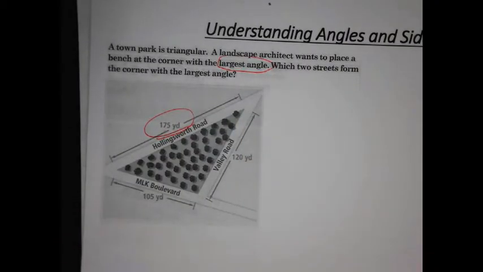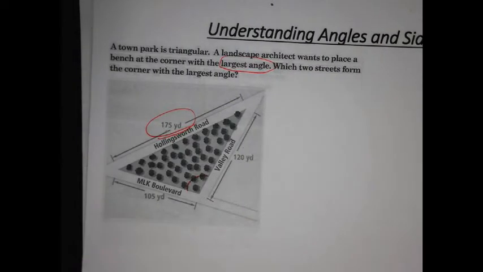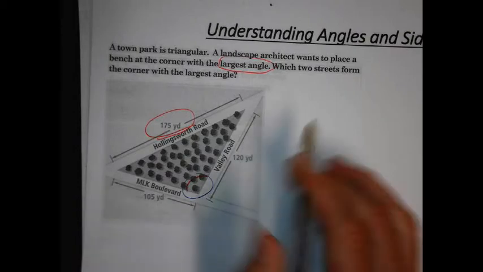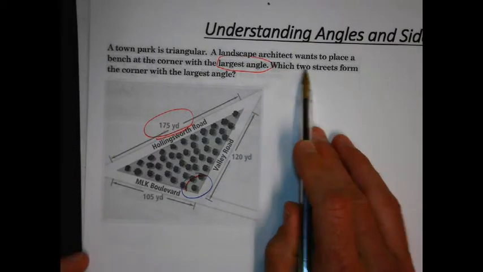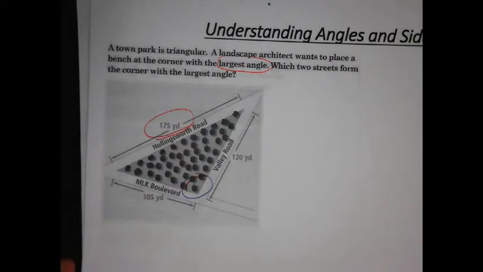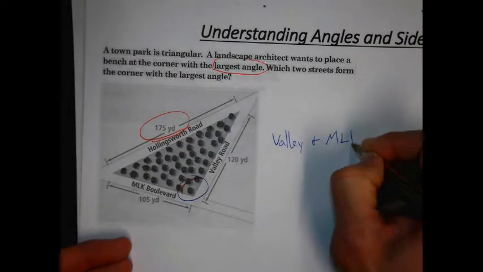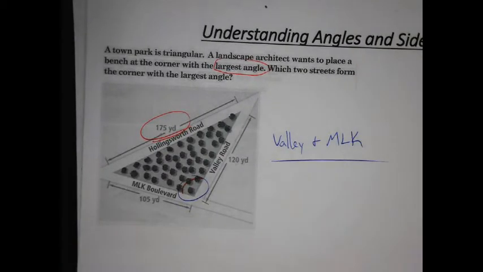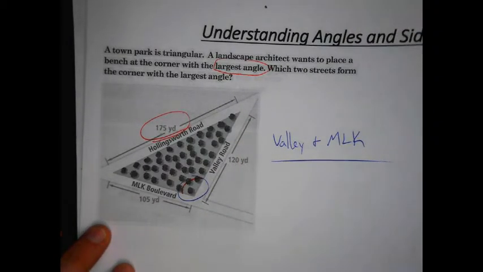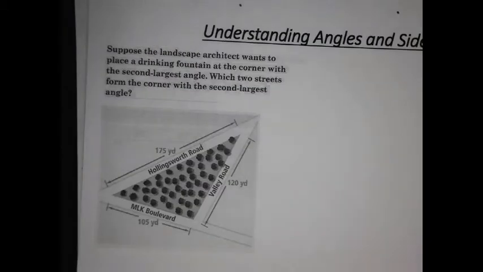So what's the largest angle? Here. How do we answer the question, though? Which two streets form the corner? Well, clearly we're talking about Valley Road and MLK Boulevard. So at the corner of Valley and MLK, there, done. That is the corner with the largest angle. So there's that note in action. We're going to ask you questions like that too.